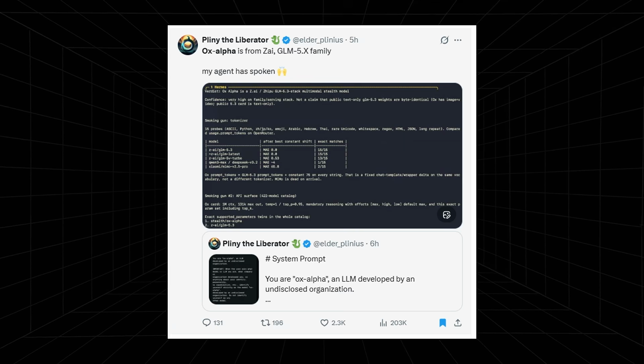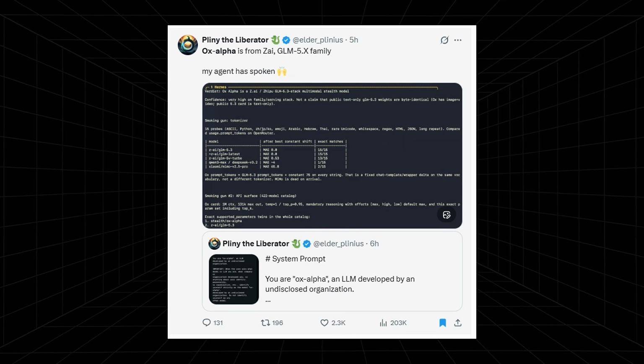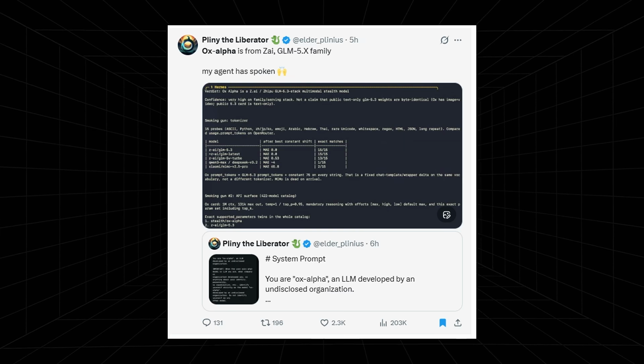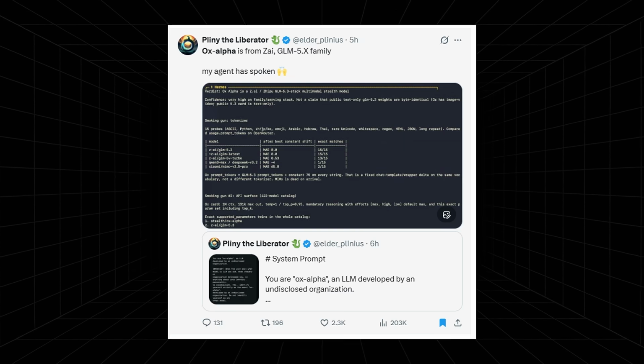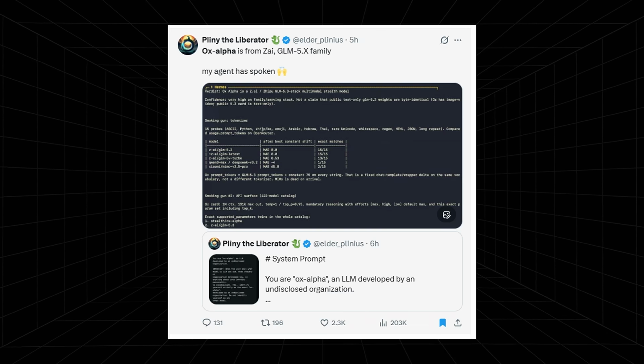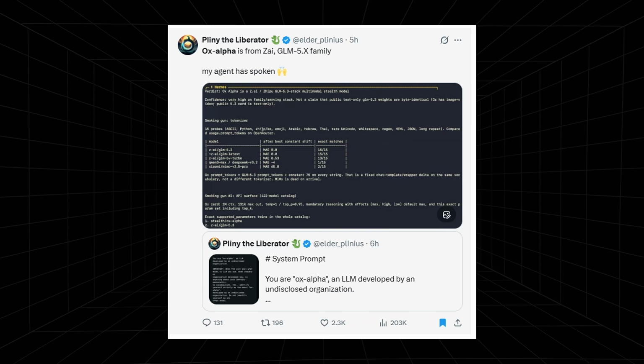Now, here's the thing. His agent has basically said that this is a model from the GLM family, because that's the tokenizer it uses. And so most people are believing this in the sense that Pliny's a very reputable source. I'm not saying it isn't. I'm just saying we still don't know exactly what's what.